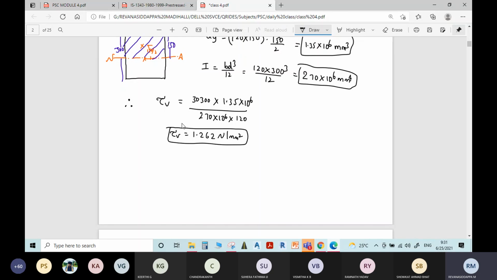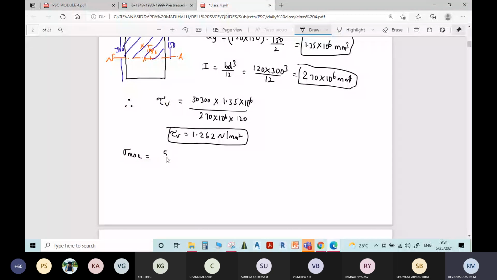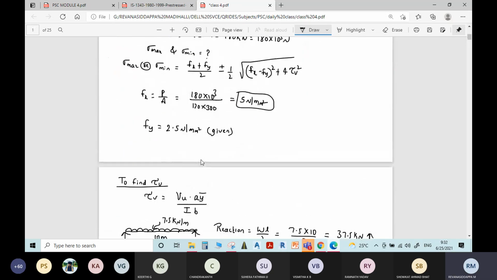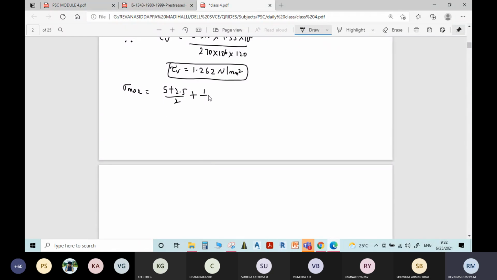Now you can calculate principal stresses. Therefore, sigma max is equal to Fx plus Fy divided by 2, that is 5 plus 2.5 divided by 2, plus half of root of Fx minus Fy whole square plus 4 tau V square. Half of under root, Fx is 5 minus 2.5 whole square plus 4 into 1.262 square. By this we will get sigma max.